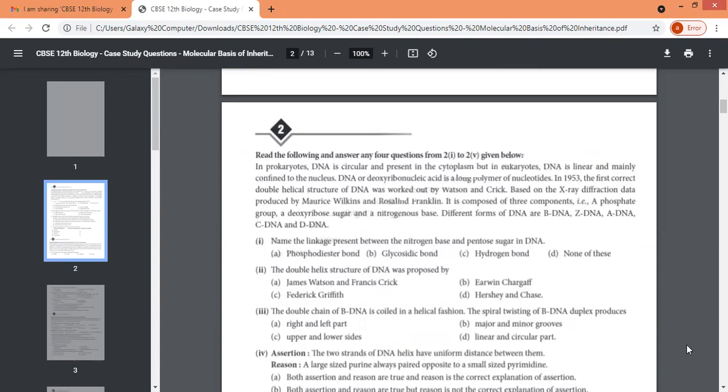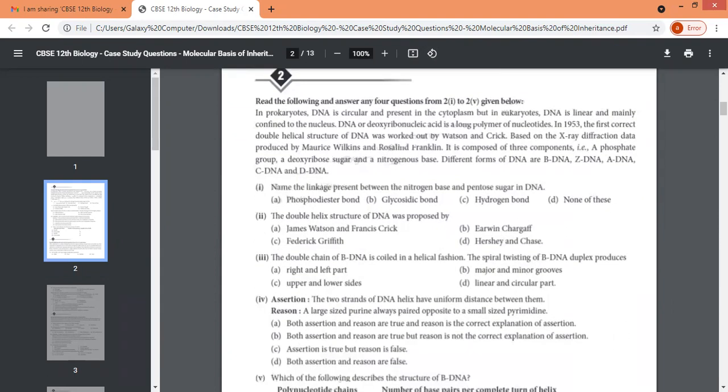According to the CBSE pattern of questions for term 1, I have come with questions accordingly. Today, the first chapter is molecular basis of inheritance, with case-based questions. As you can see, a paragraph will be given like this, and 5 questions are from that.